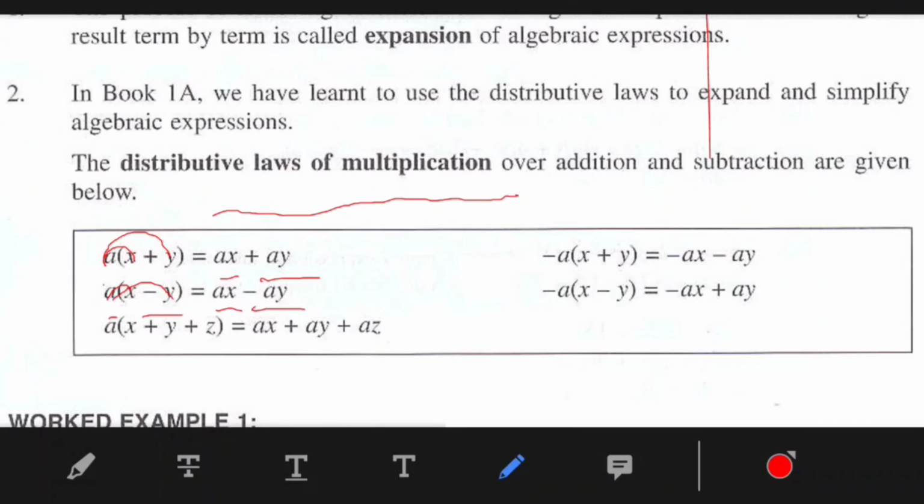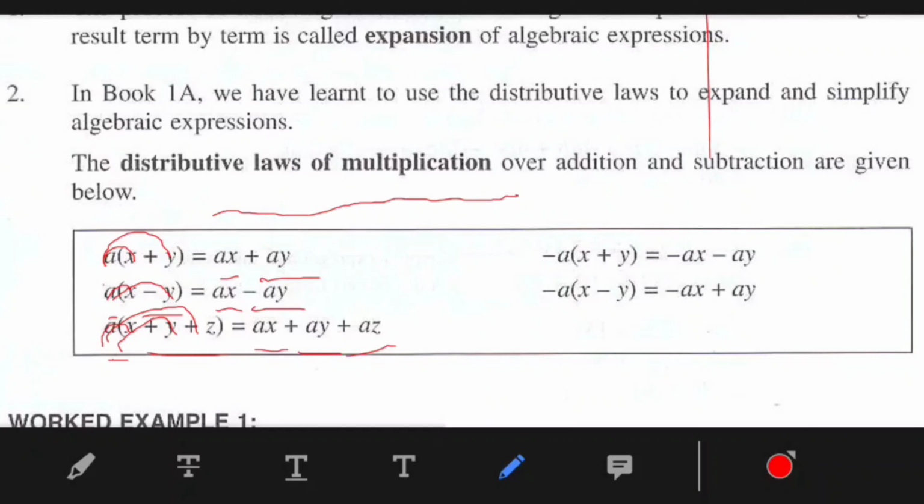Now by the distributive law of multiplication, you may get a outside the bracket and x plus y plus z inside the bracket. Opening this bracket, you take the term outside the bracket, a, multiplied by x to give ax. A multiplied by plus y gives plus ay. A multiplied by plus z gives plus az.